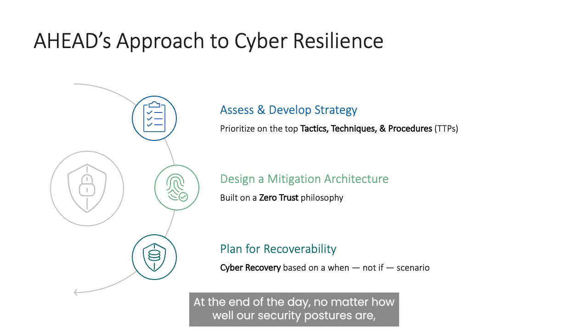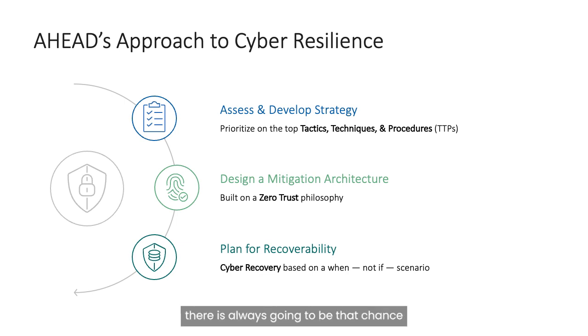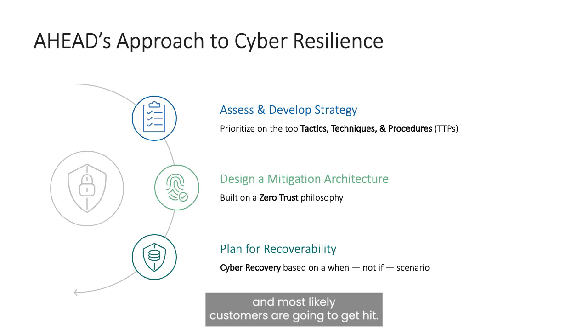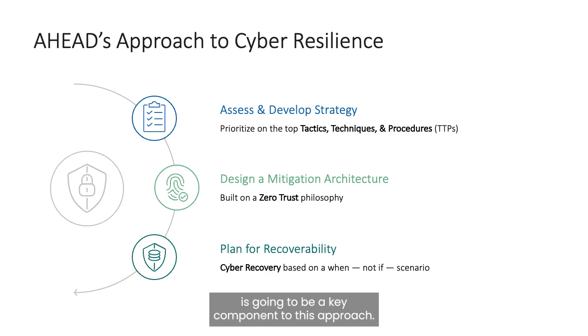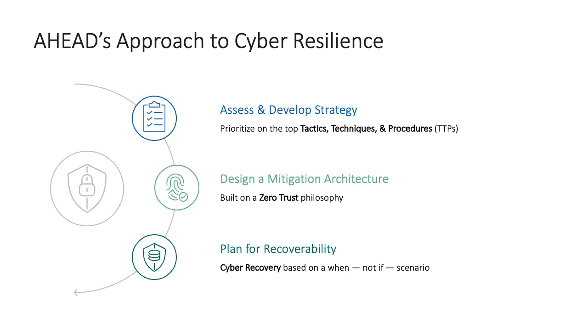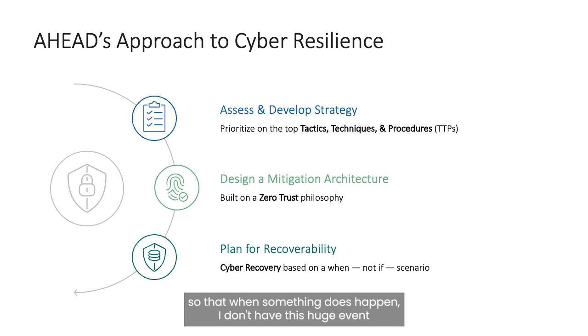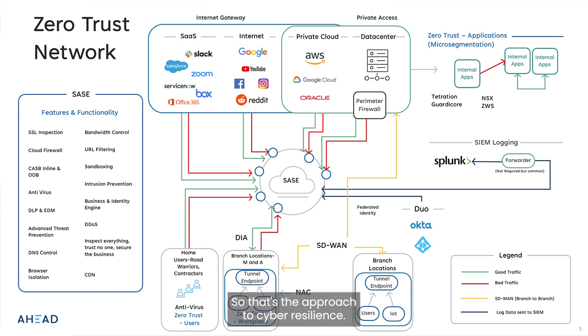At the end of the day, no matter how good our security postures are, there is always going to be that chance, and most likely customers are going to get hit. So how do I have the ability to recover and get the business back up and running as fast as possible is a key component to this approach. A lot of things around cyber recovery land in this bucket. But we also look at zero trust as how I protect so that when something does happen, I don't have a huge event where it takes me weeks or months to recover a business. We want to mitigate it so that it's a very small blast radius. So that's the approach to cyber resilience.